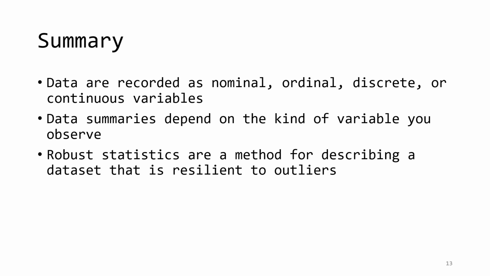In this video, we discuss data types and summary statistics. 3 key points to take away from this video are: data can be recorded in 4 ways, as nominal, ordinal, discrete, or continuous variables. The data summaries you generate are dependent on the kind of variable that you've observed. And last, robust statistics are a method for describing a dataset in a way that tends to be resilient to outliers.